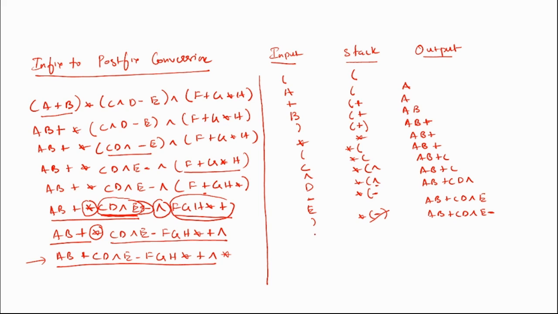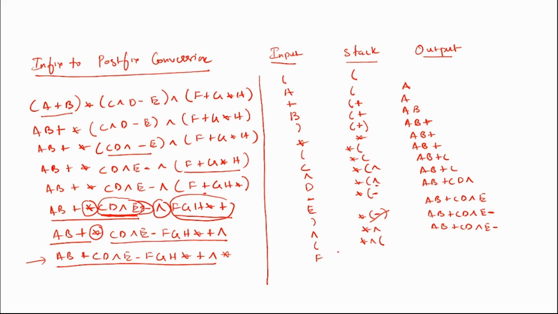Then I have the exponential operator. Again, now I have the exponential operator. I have to compare exponential with the multiplication operator. It has greater precedence. Therefore, I will push exponential into the stack and this remains the same. Okay, this remains the same, right? And then I have the opening bracket here again. Opening bracket, star, exponential, opening bracket. This remains the same. I will not write it again. This remains the same, correct?